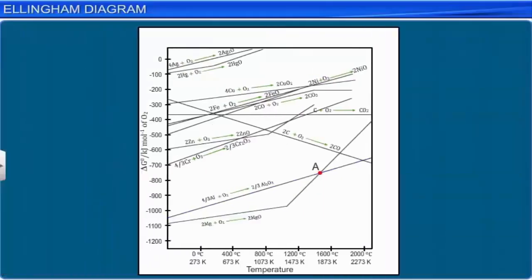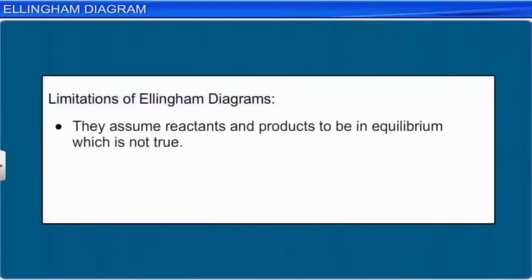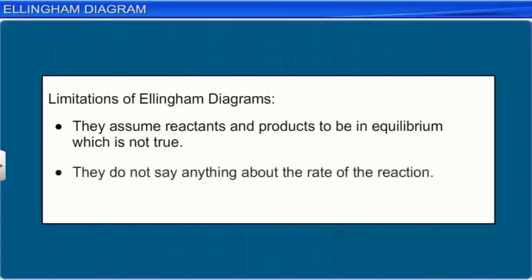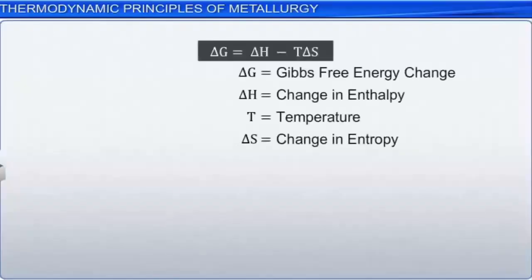Ellingham diagrams also suffer from limitations. One is that they assume that the reactants and products are in equilibrium, which is not often true. Another limitation is that, although they indicate whether a reaction can occur or not, they do not say anything about the rate of the reaction. You know that the change in Gibbs free energy of a reaction, delta G, is a measure of the thermodynamic driving force that makes the reaction occur.